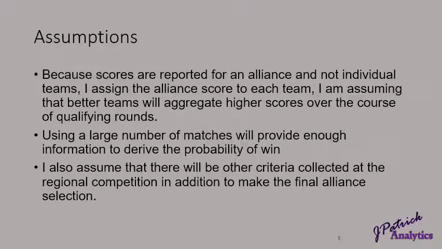I assume that better teams will aggregate higher scores over the course of qualifying rounds, even though the scores are generated by alliances. Using a large number of matches for model development, a more accurate probability of win will be calculated. I assume that there will be additional criteria used in the final selection of an alliance partner.